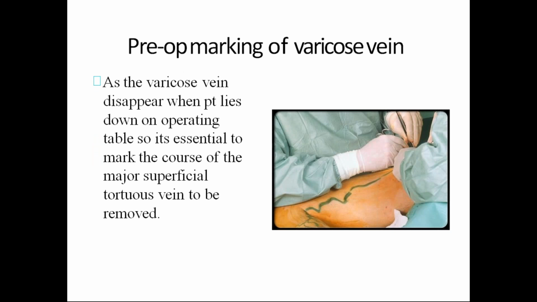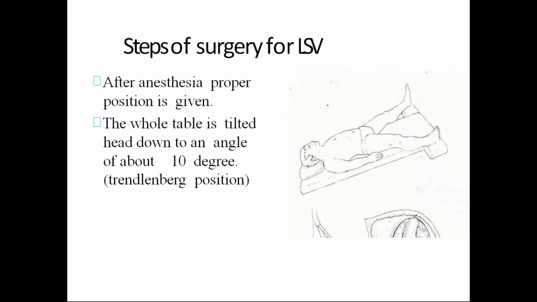What is important is that we cannot mark the veins on the table, so we have to pre-plan with pre-op marking of the varicose veins by Doppler. As the varicose veins disappear when the patient lies down on the operating table, it is essential to mark the course of the major superficial tortuous vein to be removed, the number of incompetent perforators, and their location. Now the steps of this main surgery we do for varicose veins: for your practicals and viva, they will ask the steps of surgery.